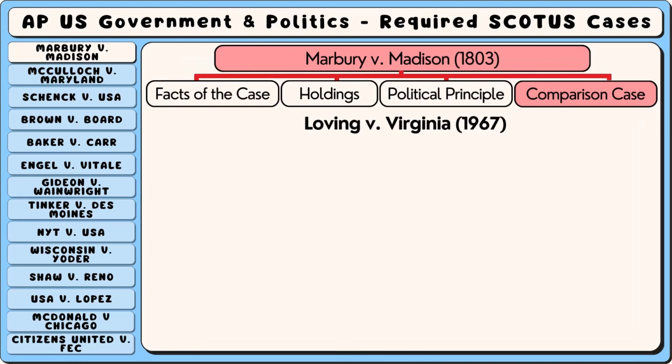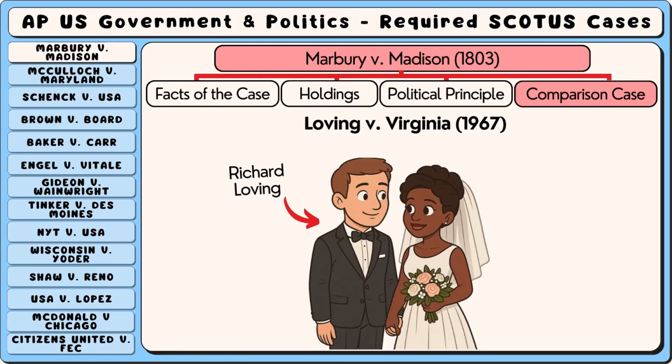Okay, so let's imagine you're asked to compare Marbury versus Madison to Loving versus Virginia. In the exam, you'd be given an overview of the non-required case. So, in Loving versus Virginia, you'd be told about a white man named Richard Loving and a black woman named Mildred Jeter, who got married in Washington, D.C., where interracial marriage was legal.